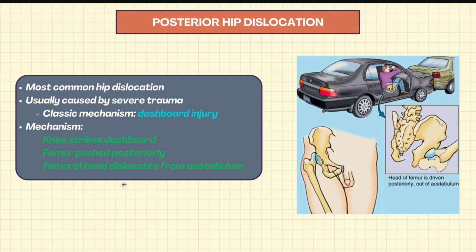Now, posterior hip dislocation. It's the most common hip dislocation and usually comes from severe trauma. The classic mechanism is a dashboard injury. During a car accident, a posterior hip dislocation most often happens when the person gets pushed dramatically against the dashboard. And that's basically it.